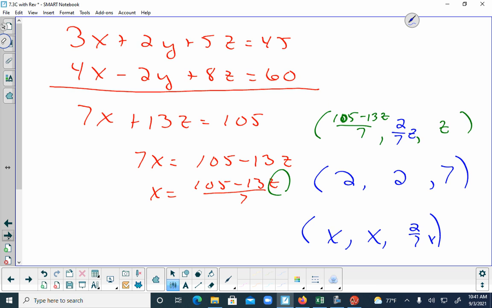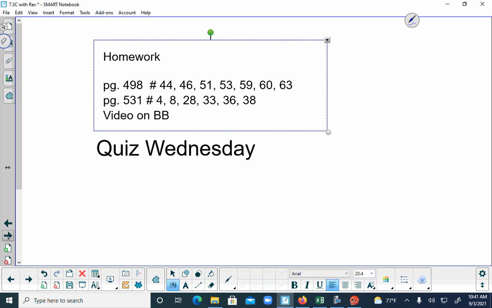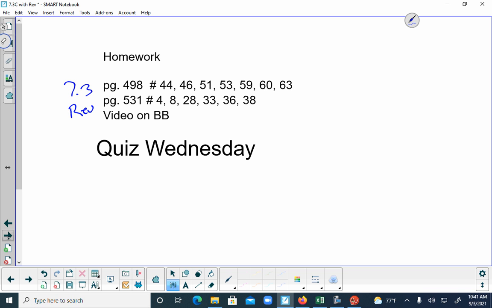Okay, let me explain what's going on. That's your homework. This is finishing up 7-3. This is the review from the chapter review at the back of the book. You will see that there is a video on Blackboard. I did every single one of these problems in detailed steps, and the video is posted on Blackboard.